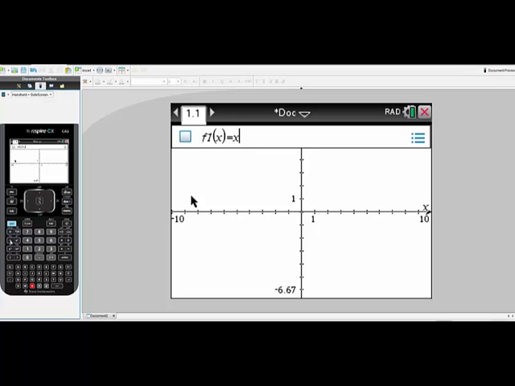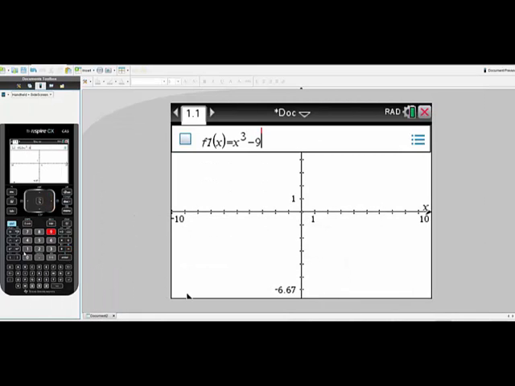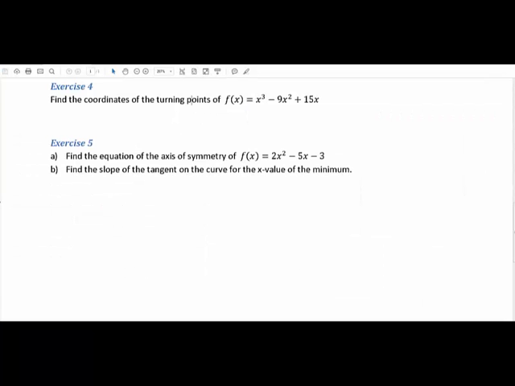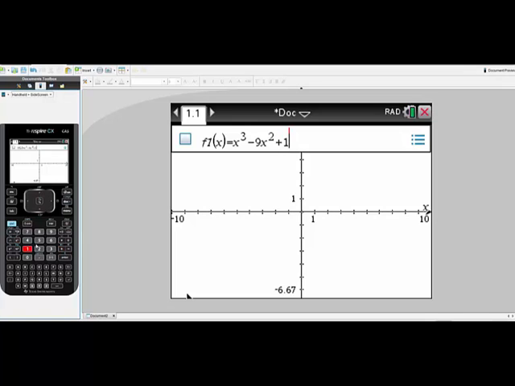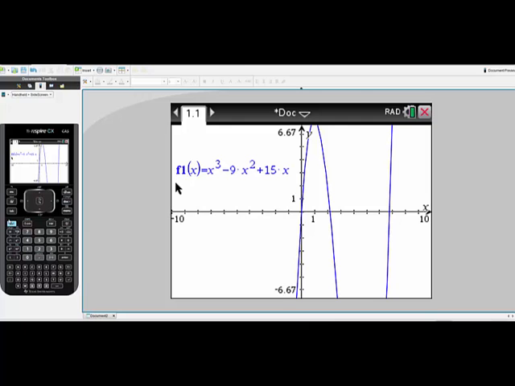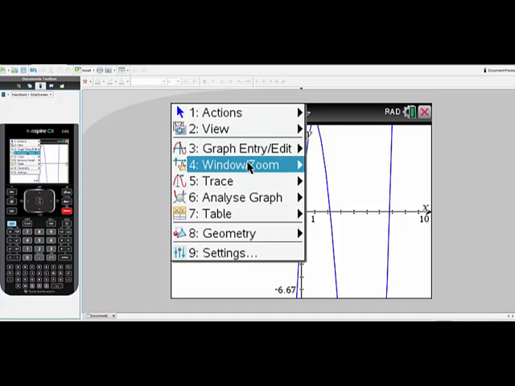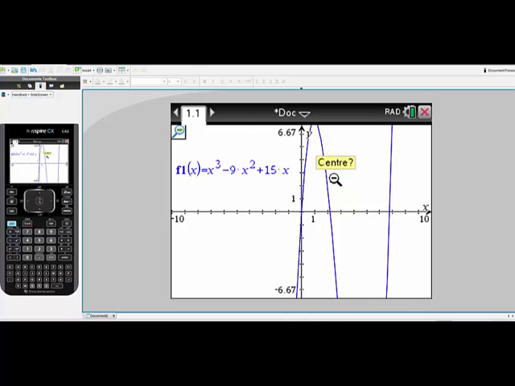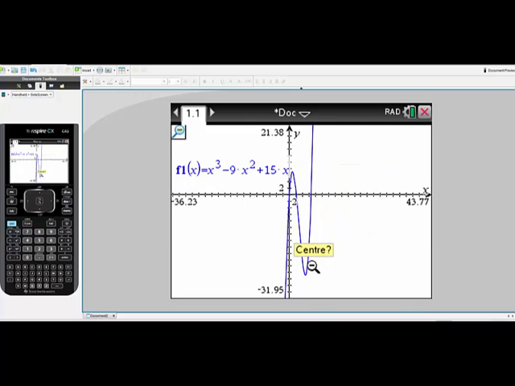So x cubed, remember to go down from the exponent, x cubed minus 9x squared, and then plus 15x. This is how it looks. I'm going to zoom out a little bit so I see the turning points. Zoom out once again around here. Now I see the two turning points. Escape to go out of zoom mode.